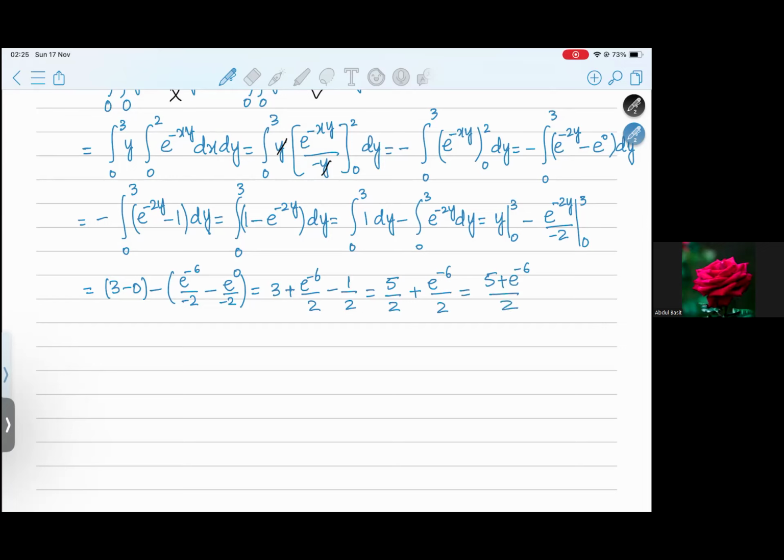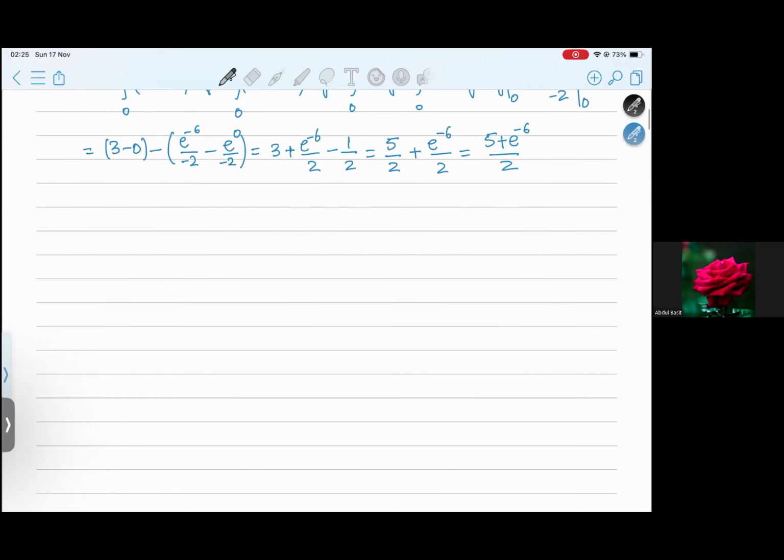The other example is evaluating the integral of y divided by x to the power 5 plus 1 dA over the region D, where D is the region xy, where x goes from 0 to 1 and y goes from 0 to x squared.